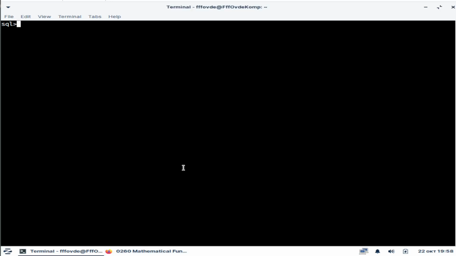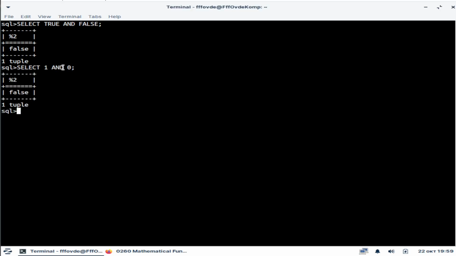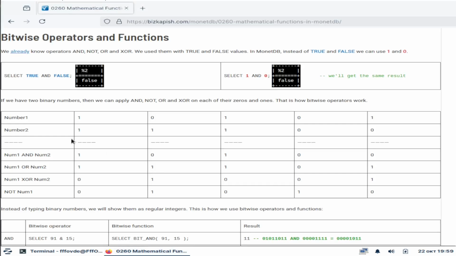We have already seen that in MonetDB we can use logical operators, and we can calculate, for example, select true and false. Besides that, instead of using true and false, we can use 1 and 0. So I can type select 1 and 0, and I would get the same result. Now, this is how we can use a logical operator on numbers 1 and 0. We will now jump to this web page, and we will see here two binary numbers. Binary numbers are made of ones and zeros, and for each of these pairs of ones and zeros, we can apply a logical operator. For example, 0 and 1 will return 0. Or, for example, 1 or 0 will return 1, because we're using the OR logical operator.